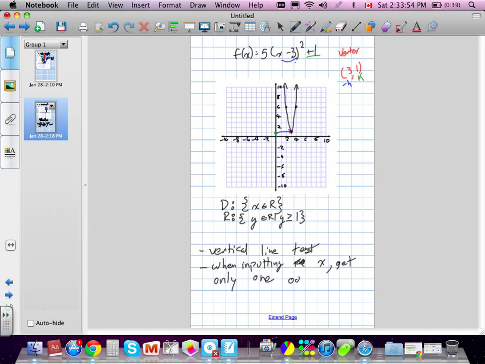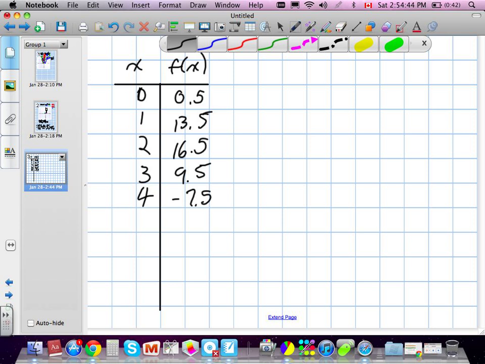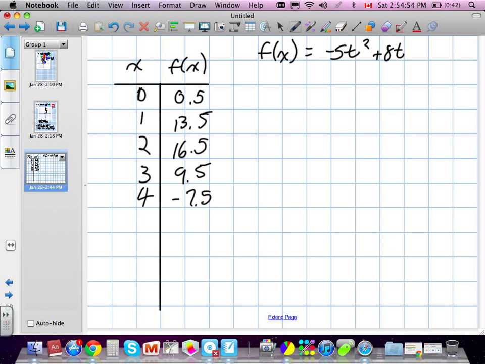So it should say when inputting x, we get only one output for y. Okay, that's how we know by its equation. So we went through this function. They gave you f at x was equal to negative 5t squared plus 18t, sorry, 18. Yep. Plus 0.5.